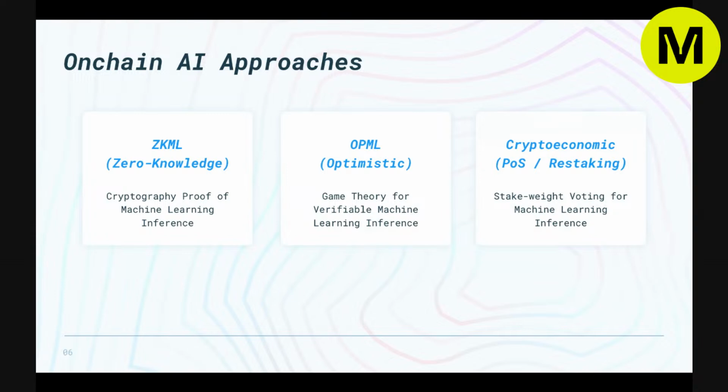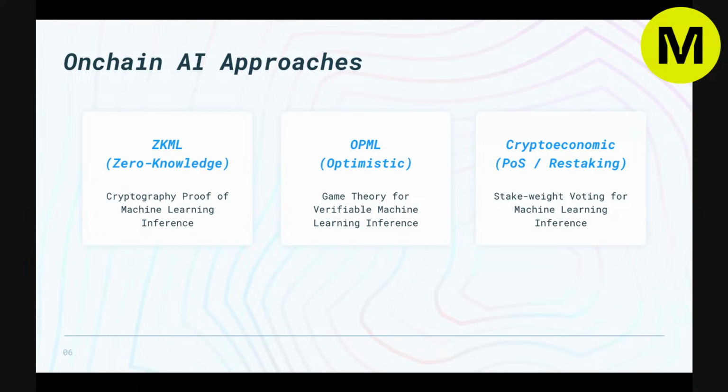The second on-chain AI approach that we have is what we created, called OPML, Optimistic Machine Learning. It is basically an OP rollup version of verifiable AI. Instead of basing on the cryptographic proof of machine learning inference, we use something like game theory to enable this machine learning inference to be verifiable. And we're going to talk more about the details of it.